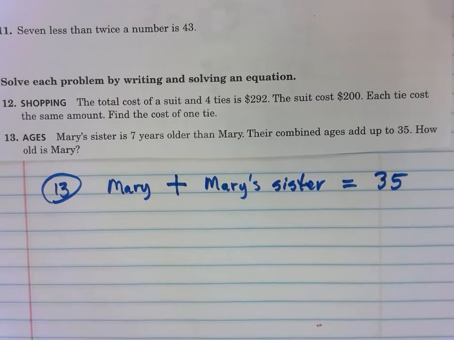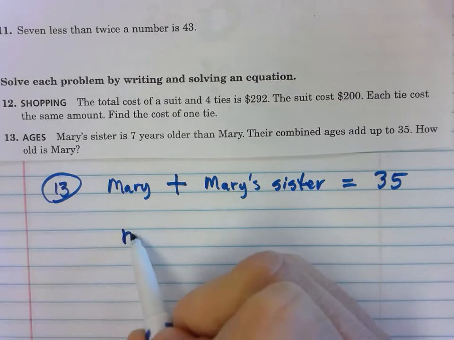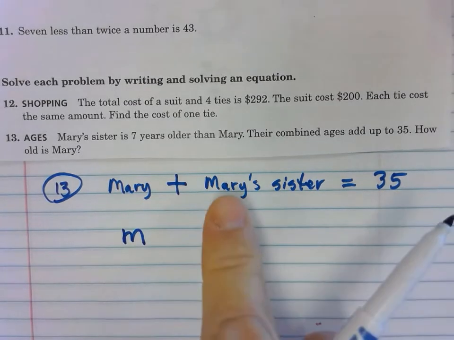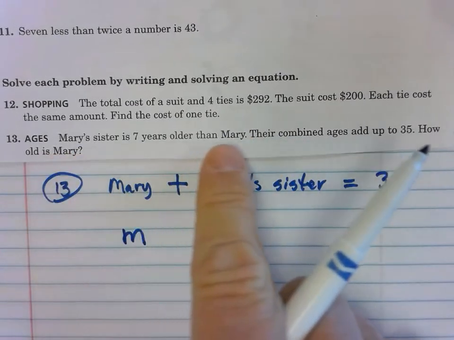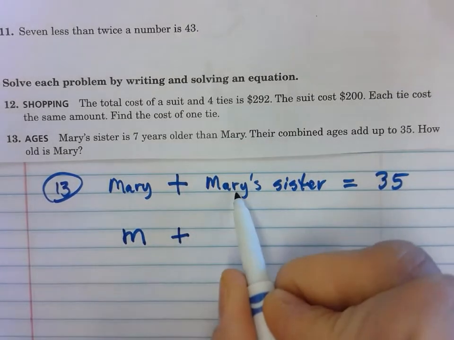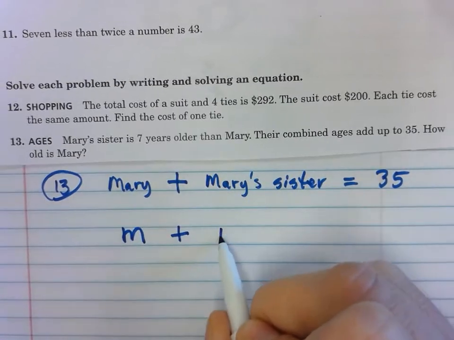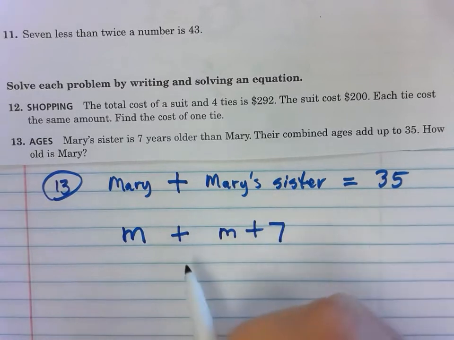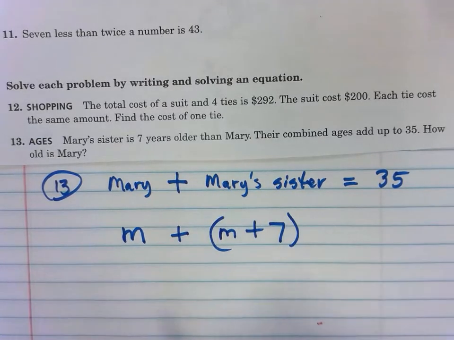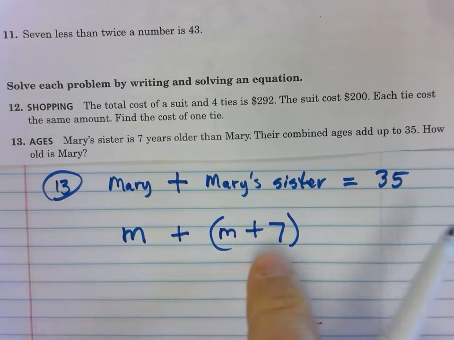All right, so Mary's sister is 7 years older than Mary. Well, first question is, do we know how old Mary is? And we don't, so I'm going to put down M for her. Now, Mary's sister is 7 years older than Mary. So here's the key to the whole thing. You know Mary is M. Mary's sister is 7 years older than her. You've got to write M plus 7 for her. Don't just write down plus 7, you got to write down M plus 7. That's Mary's age plus 7.